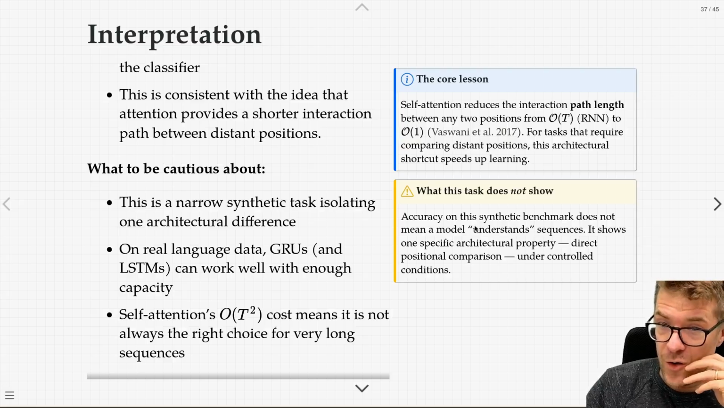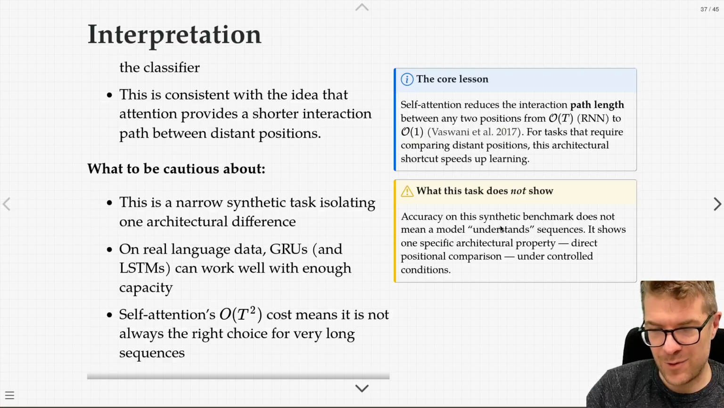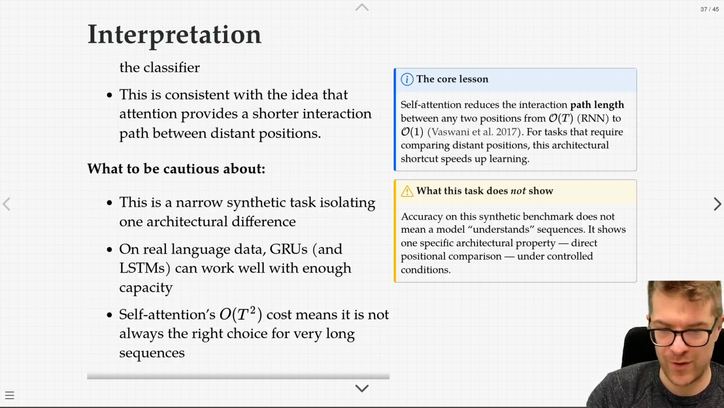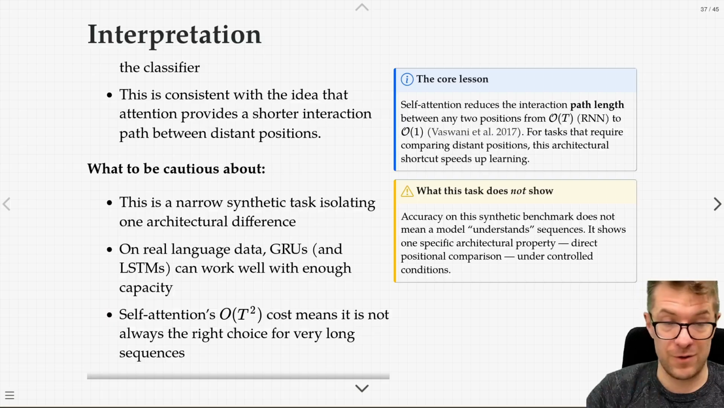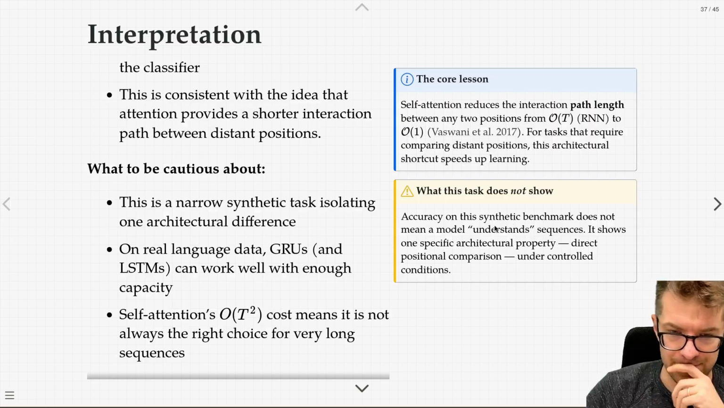What it doesn't show is, this accuracy works very well on the synthetic benchmark, but don't think that this model understands sequences generally. This is a very particular example. If I were to take these weights that I've just learned and apply them to another task where I have to pay attention to whether or not the second token in the sequence matches the output, I'll have to learn a lot from scratch. It doesn't generalize very well to different tasks. And so on.